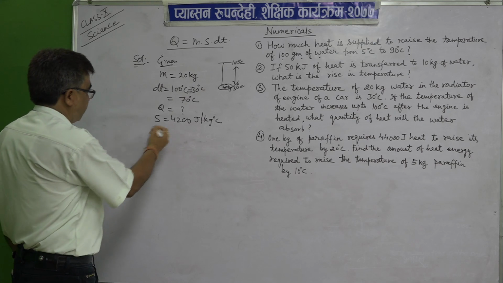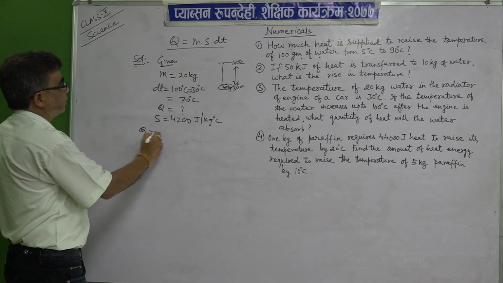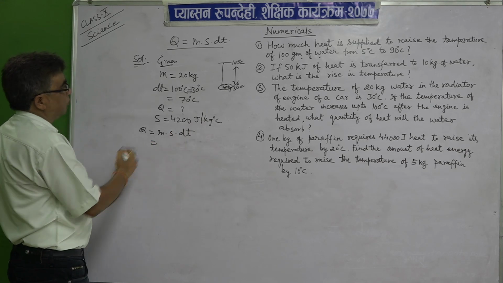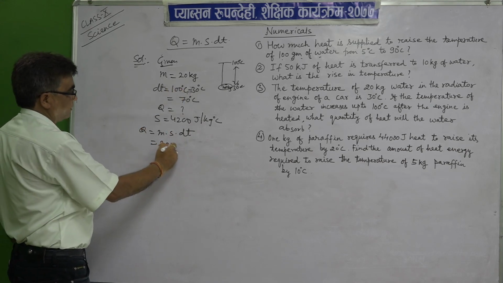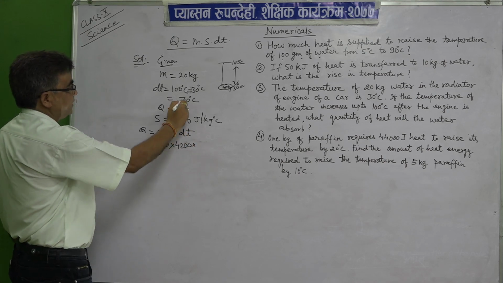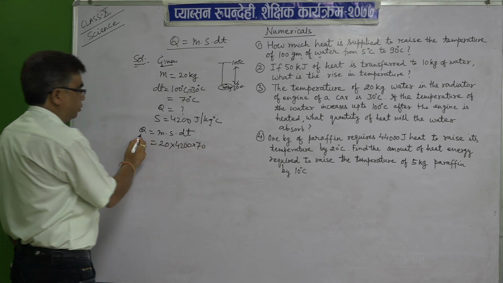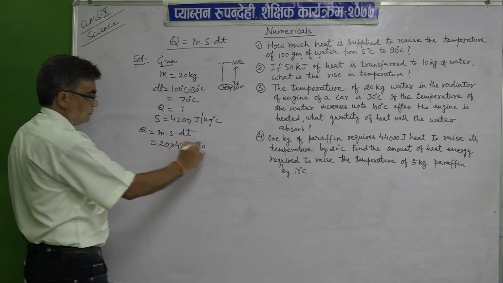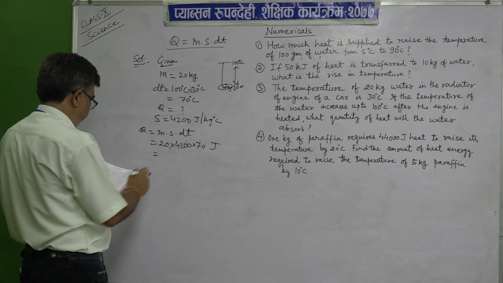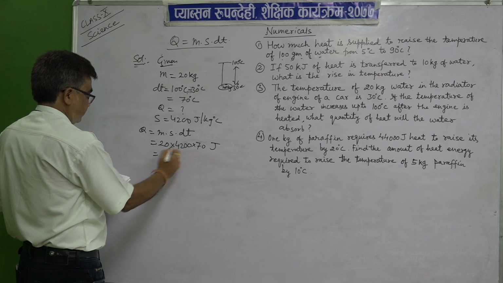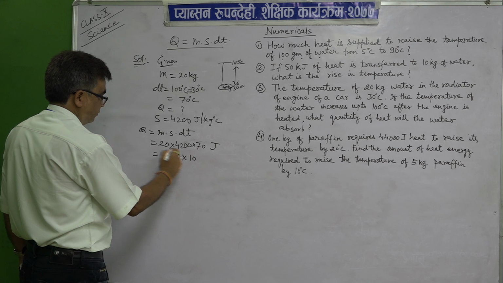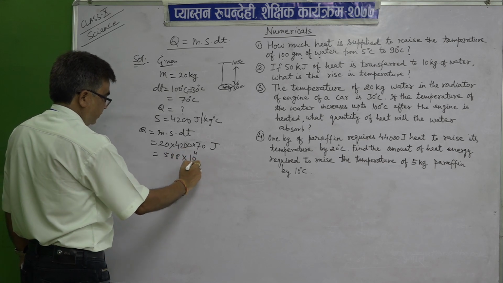Okay, I will show you. So, what is Q? Q equals to, we know that Q equals m into S into dt. What is m? 20. What is S? 4200. What is dt? 70. Q means heat, SI unit is joules. If you calculate, its value will come 588 into 10 to the power 4.